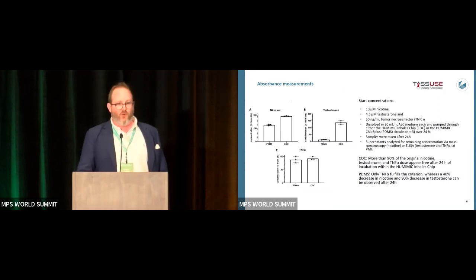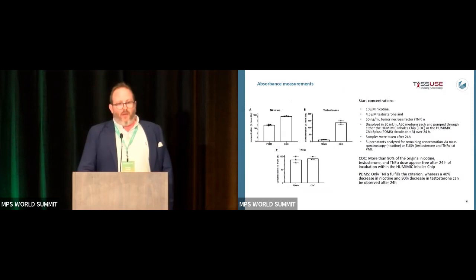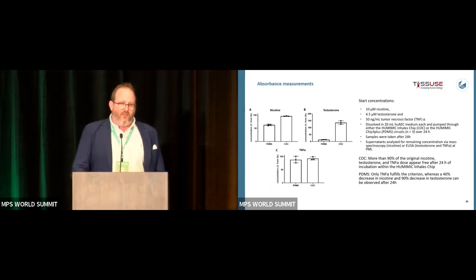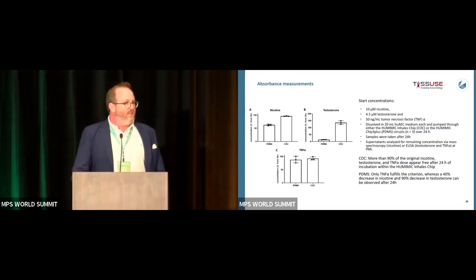We also did some absorption measurements with different problematic compounds like testosterone, TNF-alpha, and nicotine, and you can clearly see that the new COC chip is much better than the PDMS chip, because we don't have the problems of absorption of compounds within the system. You will be able to hear more about the chip at the tissues booth, or at other talks of tissues. I think it's quite a good improvement of the chip.